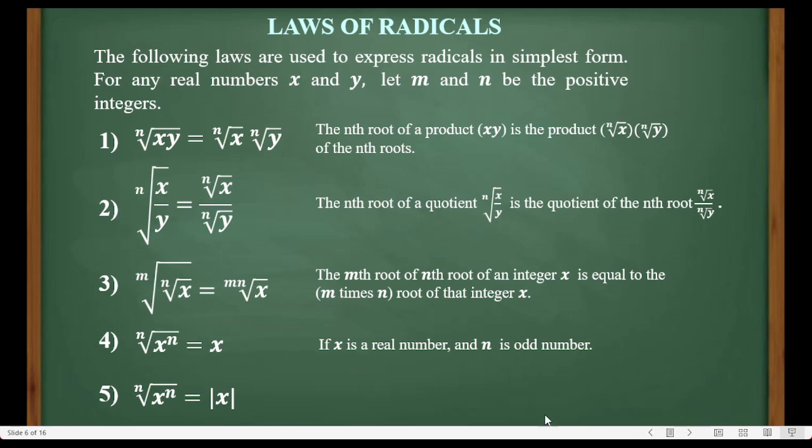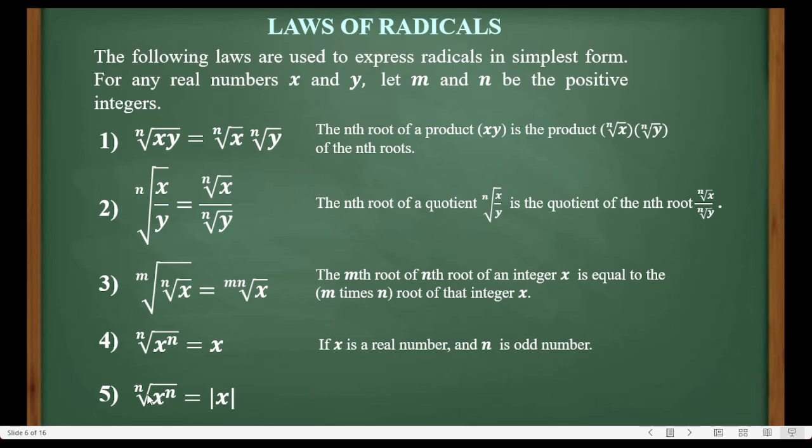Now, there is a certain condition for this particular law. If x is a real number and n, or the index represented by small letter n, is odd, the answer is simply x. Now, what about number 5? You will notice that the left side of the formula for the fourth and fifth law are the same, but when it comes to their answers, they're different. The answer for number 4 is x, provided that x is a real number and n, which is an index, is odd.